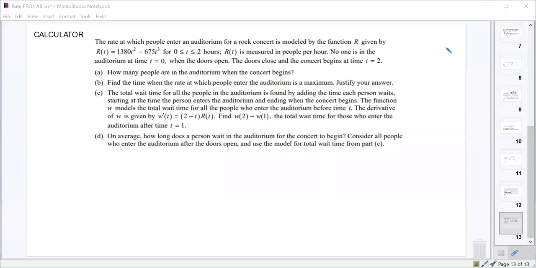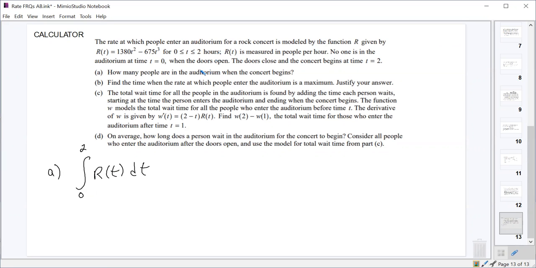So part A wants to know how many people are in the auditorium when the concert begins, and this is just the rate at which people enter the auditorium. So we're going to integrate that rate from 0 to 2 hours. Should be pretty straightforward. That should be sort of what you do for all these ones. It's usually on the rate questions.